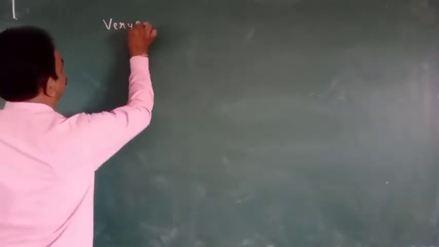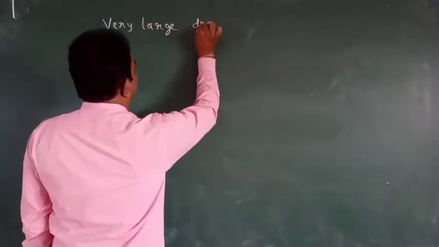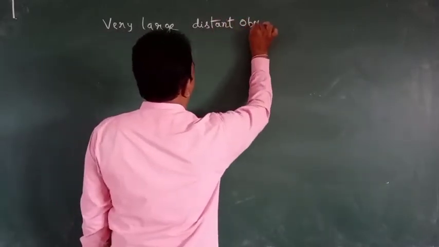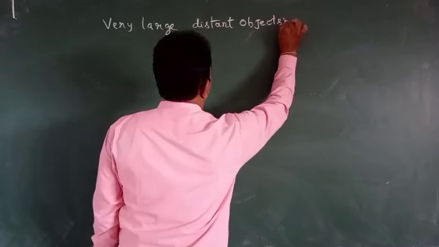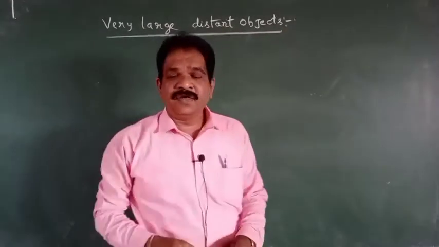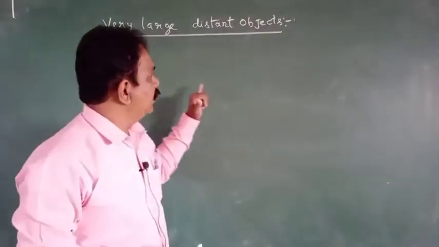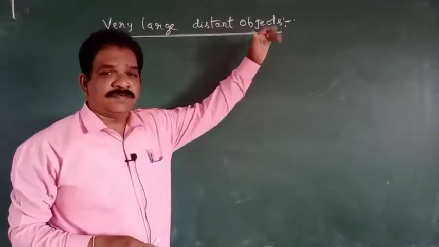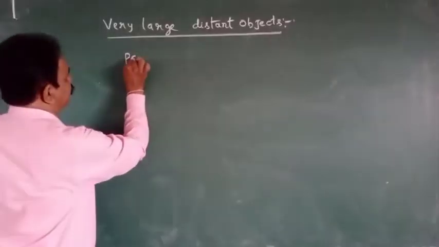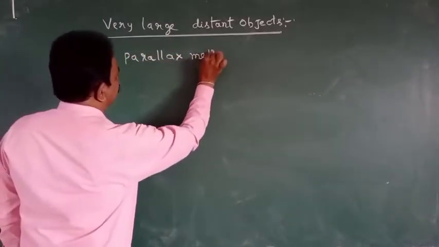Next point: very large distant objects, just like the moon, sun, different planets, different stars. How do we find the distance if the object is very far from us? To find that distance, we will use the parallax method.